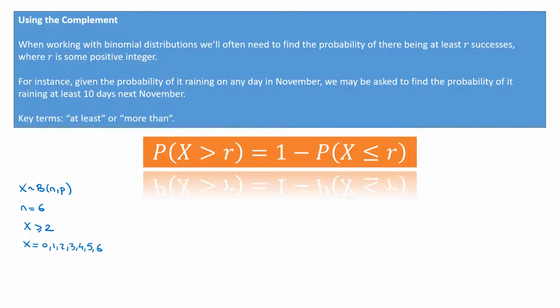Now, X being greater than or equal to 2 is exactly the same thing as saying that X is greater than 1. So what we're looking for here is the probability of X being greater than 1. And now, using the complement formula, this is equal to 1 minus the probability of X being less than or equal to 1. And there we have it. That's what the complement formula tells us. So let's go ahead and see how we can use this with an example.